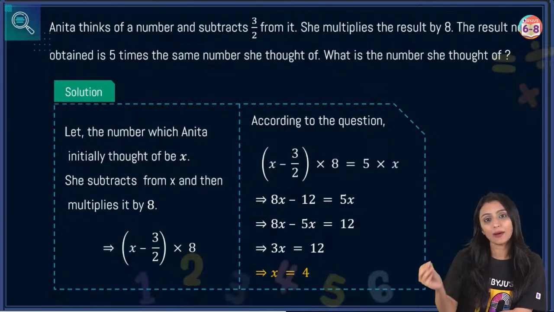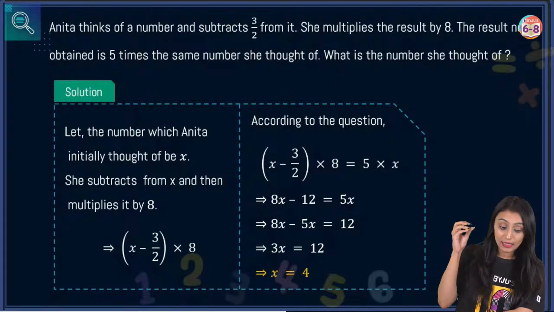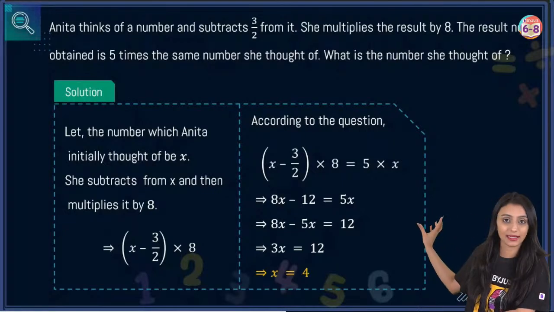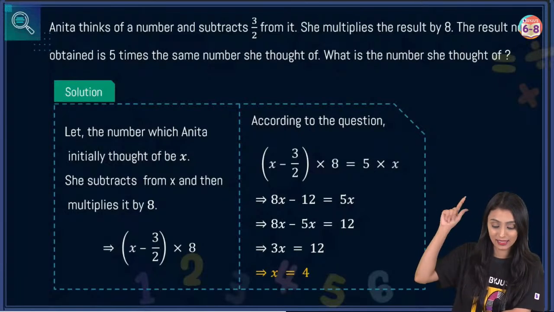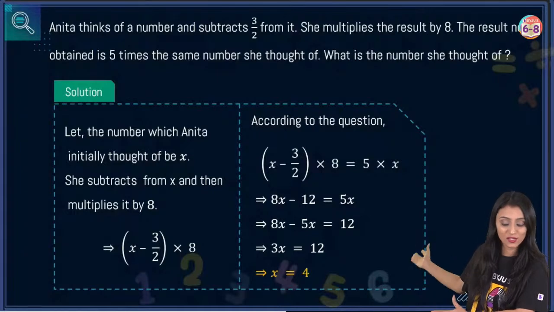She multiplies the result by 8. Let's multiply this by 8. So, (x minus 3 by 2) times 8. The result obtained is 5 times the same number she thought of. So, what result is she getting? It's 5 times the same number she thought of. The number she thought of was x. That's going to be 5x. Let's just simplify this. Simplification is normal, so x is going to be equal to 4.